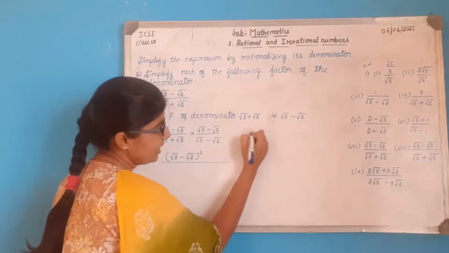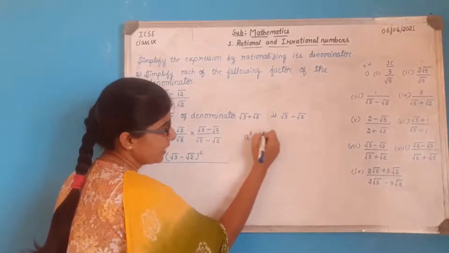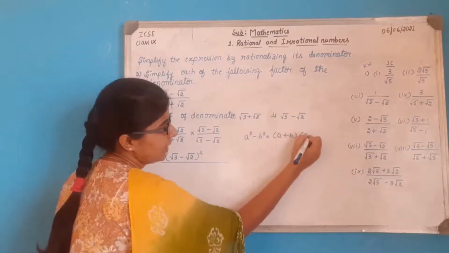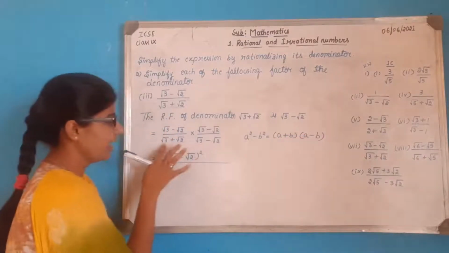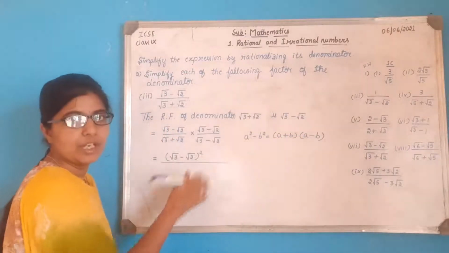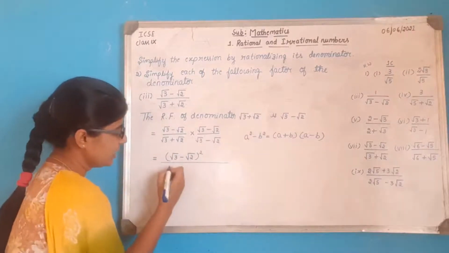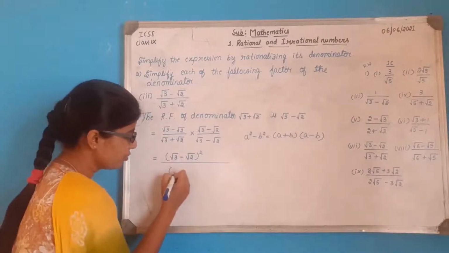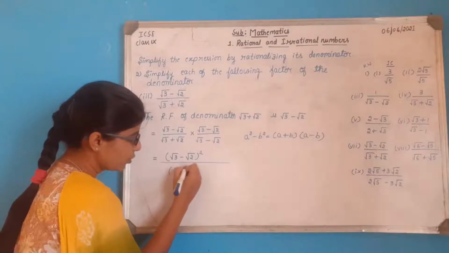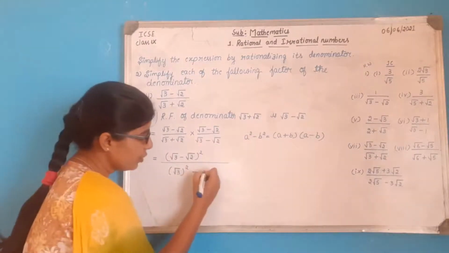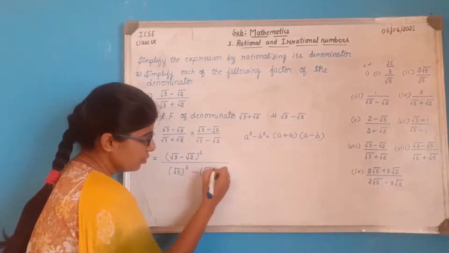As usual, this comes up commonly in all problems. So you have to look for the a plus b into a minus b format, so that you can apply a square minus b square. What is a square here? A value is root 3, so root 3 whole square minus, what is b value here? B value is root 2, so that is root 2 whole square.